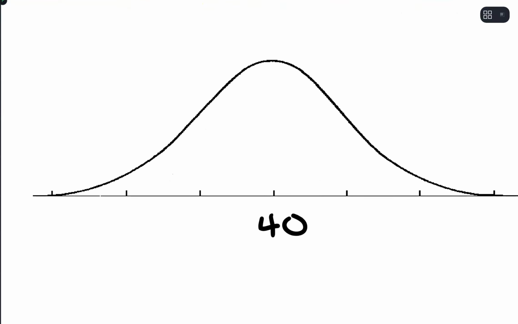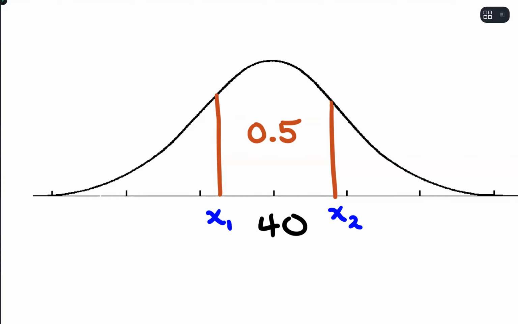So middle 50%, we're going to be centered around that value of 40. So we're going to have two cutoff values, a lower cutoff value and an upper cutoff value, so that we have 0.5, or 50%, in the middle. That lower cutoff value, let's call x1, and that upper cutoff value, let's call x2.